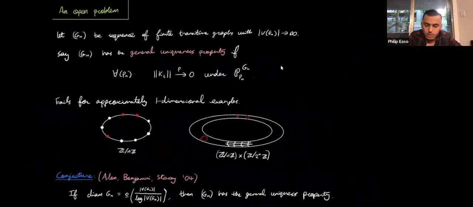Great. So let me finish with an open problem that we weren't able to solve. And the difficulty seems related to the difficulty in general in percolation of ruling out one-dimensional examples.